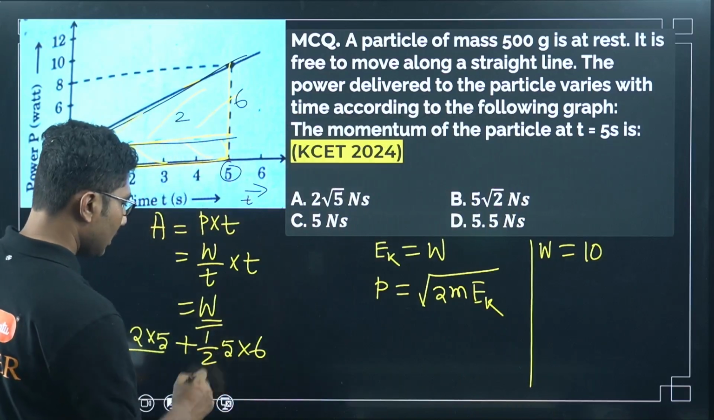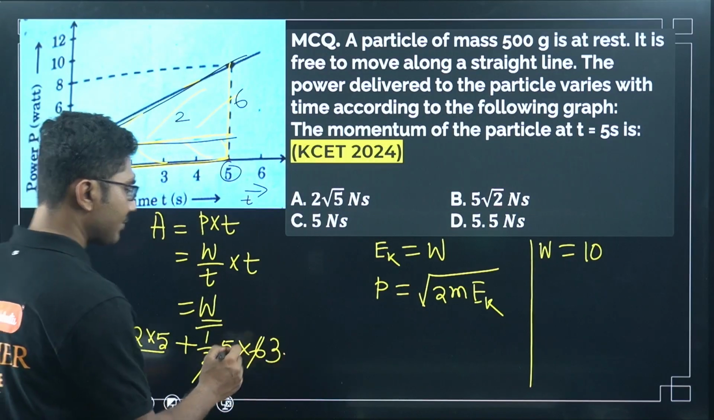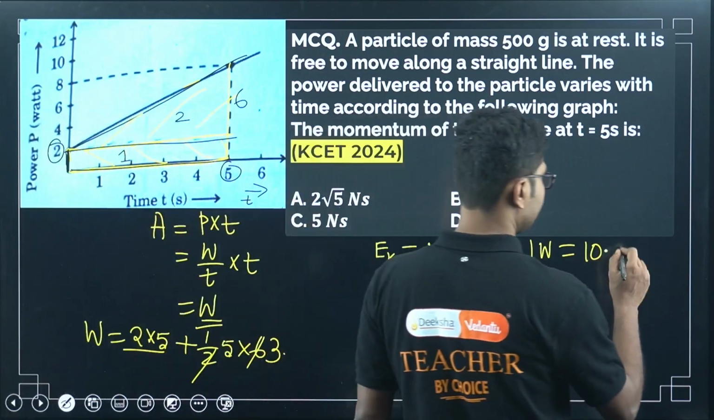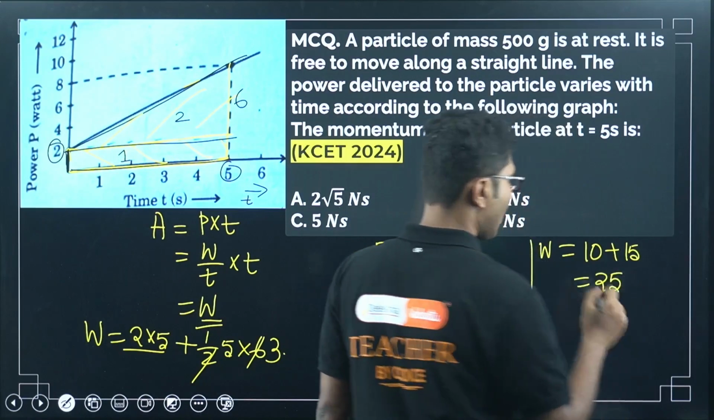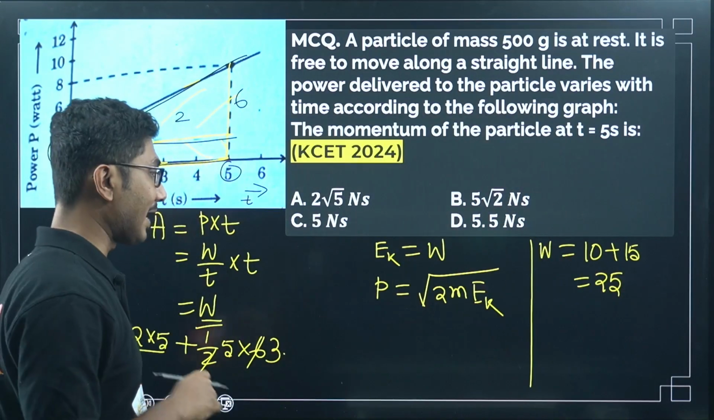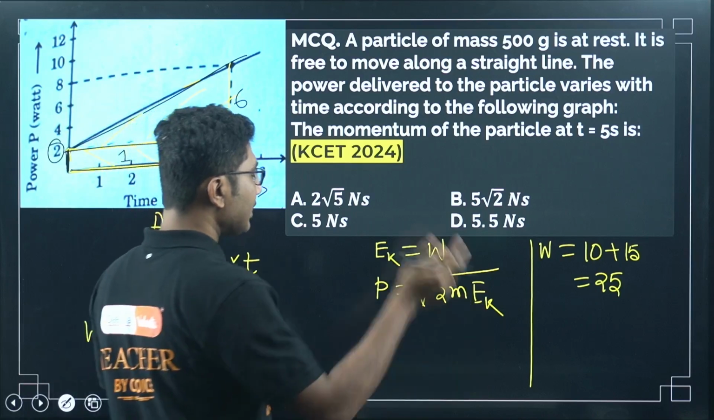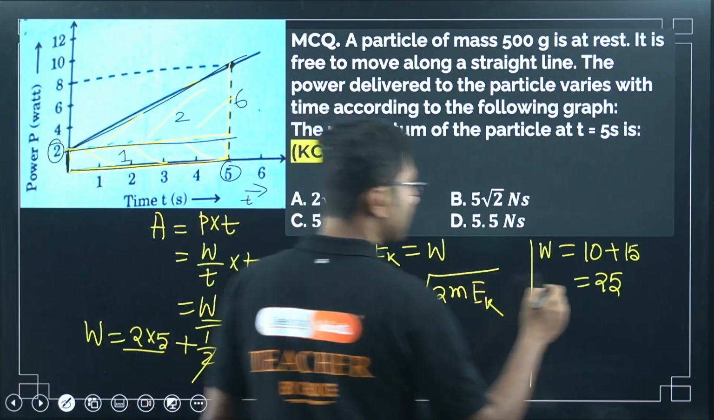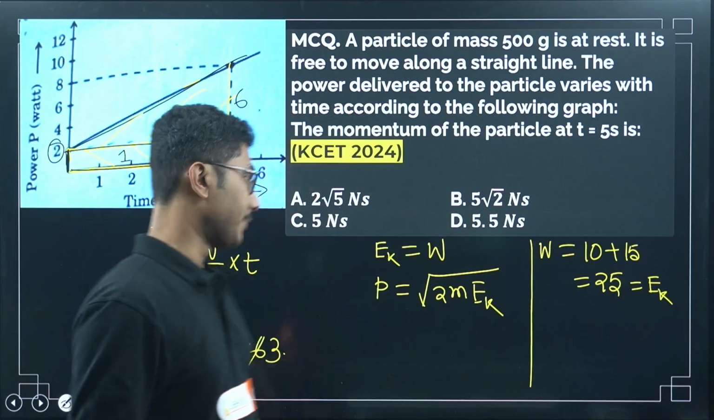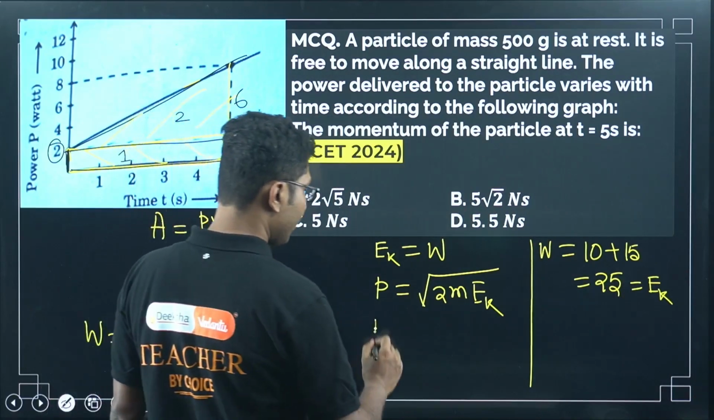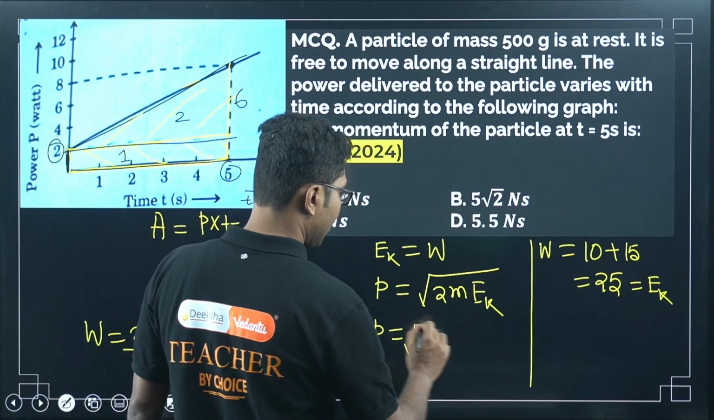Total work done is 10 plus 15, since half times 5 times 6 is 3 fives, 15. So total work done is 25. Okay, so we have calculated the total work done as 25. Now put that work done value equal to kinetic energy. This is the work energy theorem. Now put that value in this equation, P equals square root of 2 m Ek.